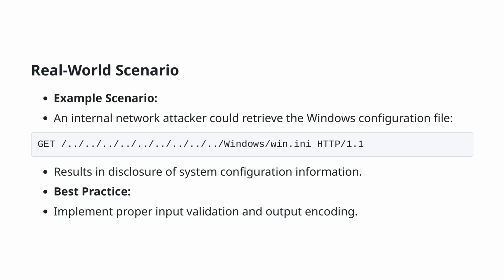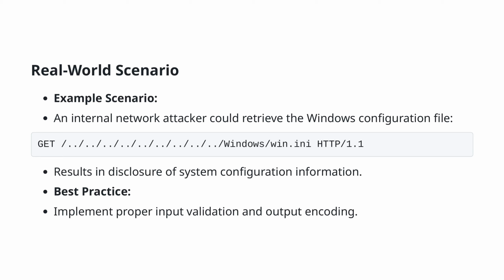To prevent such vulnerabilities, it's crucial to implement proper input validation and output encoding. By validating input, you ensure that the data being processed is safe and expected. Output encoding helps in mitigating vulnerabilities by converting potentially harmful characters into a safe format before they are rendered to the user. Both these practices are essential to protect your applications from similar attacks and to maintain the integrity and security of your systems.